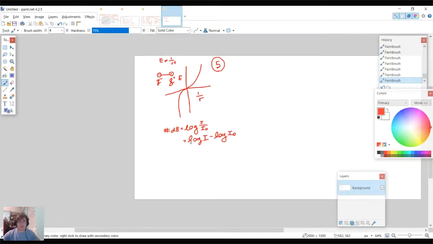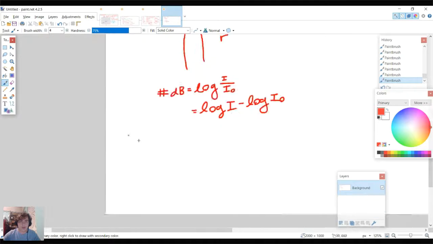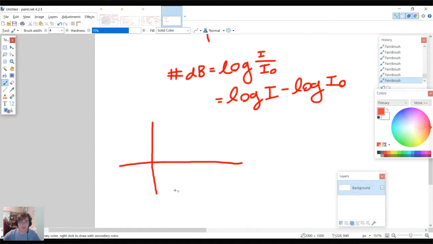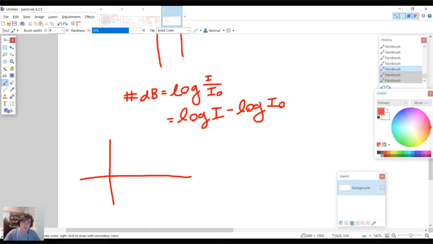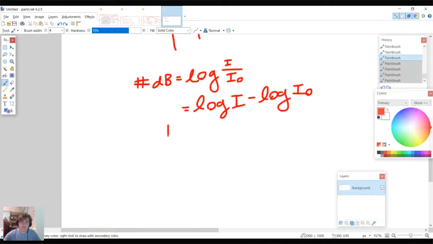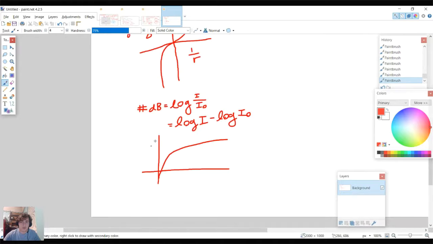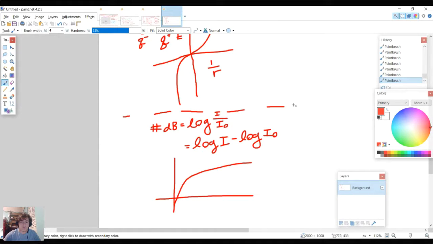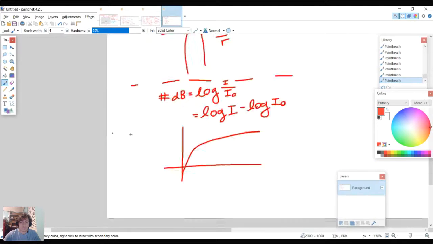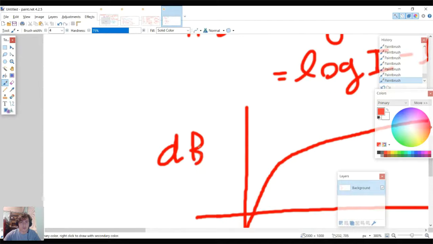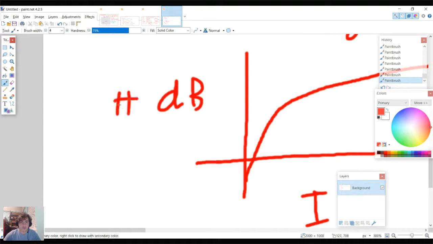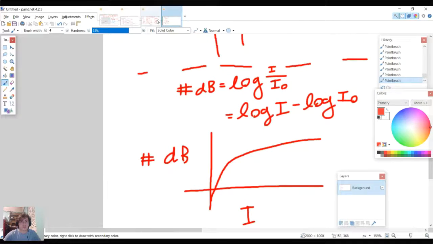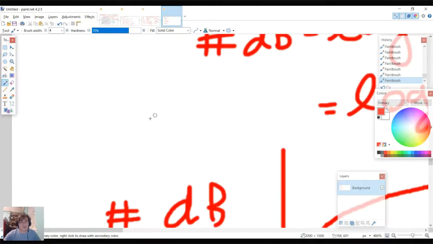which means that this actually does have a vertical intercept. A normal log graph would not have that intercept, but because of this term, it does. It would have something that looks like that. And that would be graph number 6. This is dB versus I, or the number of decibels as a function of the intensity of the sound wave. That would be number 6.